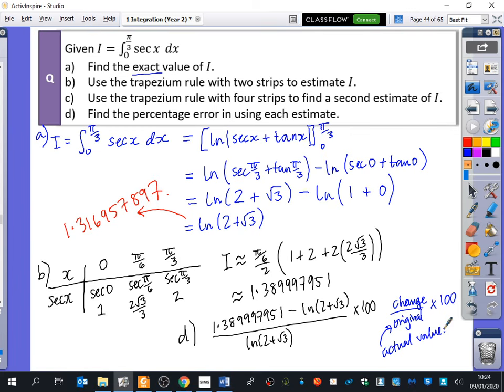So if I put that in the calculator, let's do minus ln of 2 plus root 3, divided by ln of 2 plus root 3, times it by 100. So the percentage error is 5.55% to 2 decimal places.